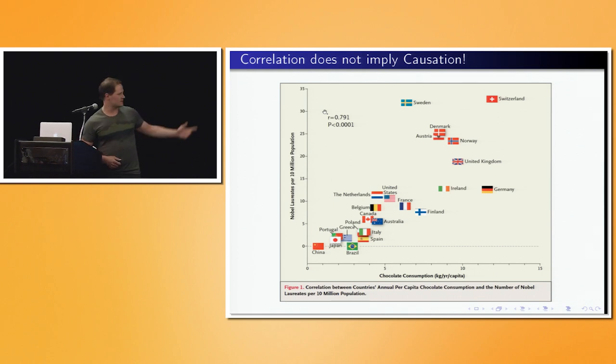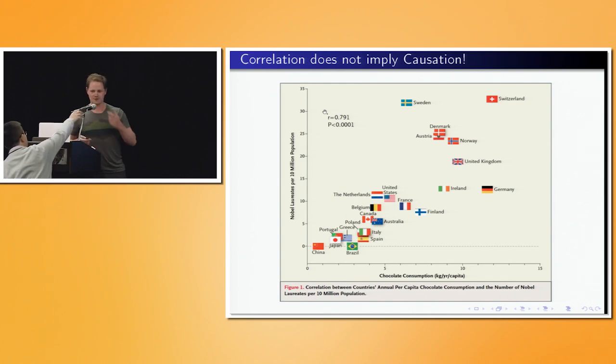As an example, this is a very famous example. On the x-axis, you see the number of kilograms of chocolate consumption in a country, and on the y-axis, the number of Nobel Prize winners. And you see a very strong linear correlation. It's about 80%, and there's a very, very low p-value. So the question is, if I make a country eat more chocolate, does it produce more Nobel Prizes, or the other way around? And you have a strong intuition that this is not the case.